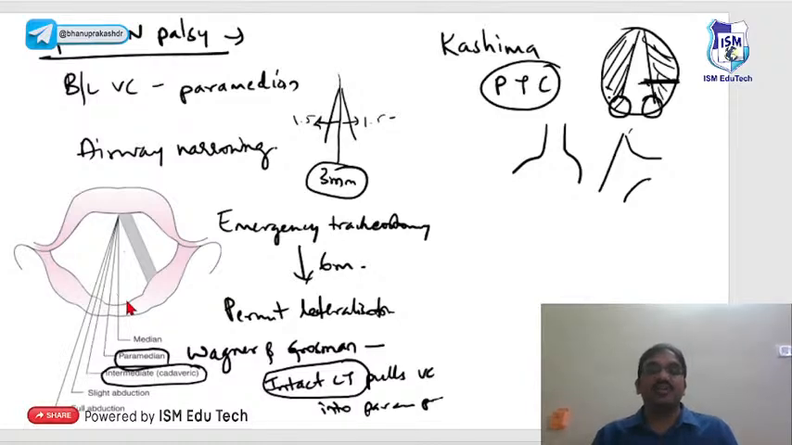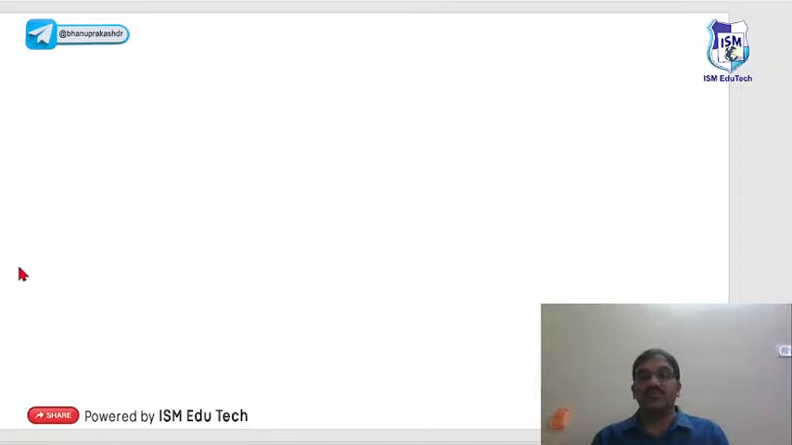That is, one is Kashima's procedure, or the other one is arytenoidectomy. So one of both procedures can be planned. In both of them, voice compromise will be there.